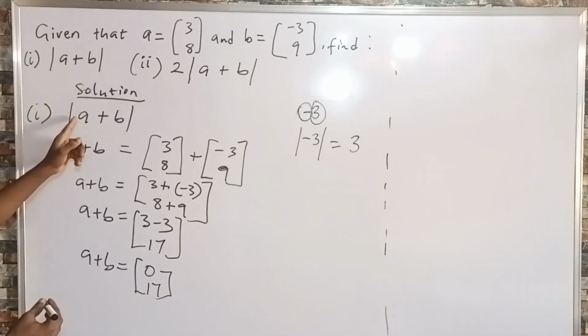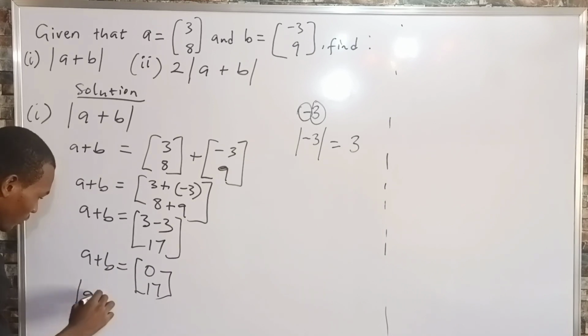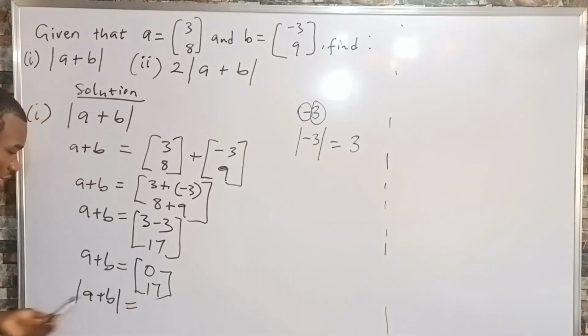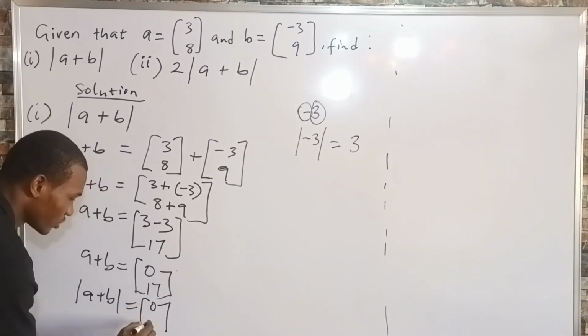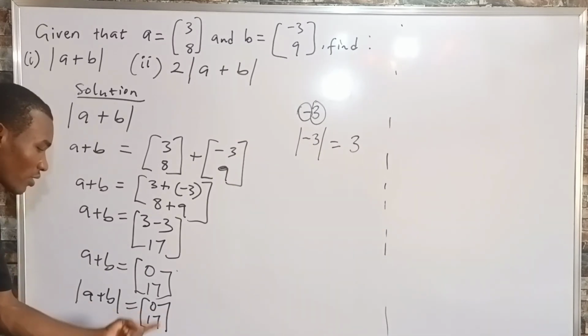But remember, we are asked to find the absolute value of A plus B. That means the absolute value of A plus B is to ensure that there is no attachment to all these values. And looking at it, there is no attachment to it. Just allow the answer to remain the way it is, which is 0 and 17. So the absolute value of A plus B is 0 and 17.